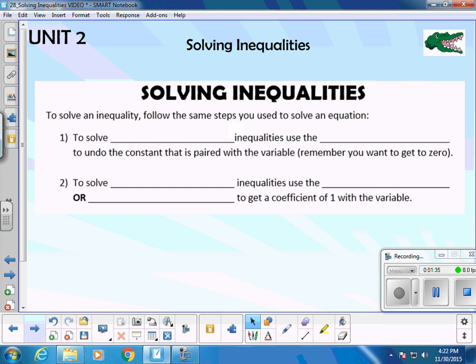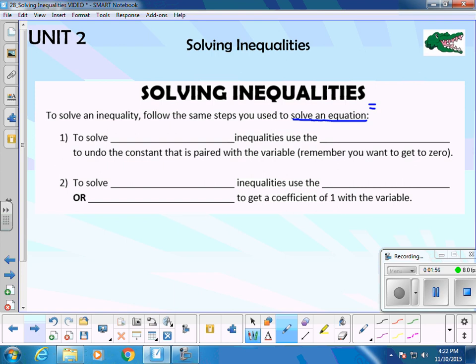All right, if you look at your notes, page 17 is where we're going to be working. So go to the top of your notes and it says solving inequalities. To solve an inequality, follow the same steps that you use to solve an equation. Remember, an equation is the one with the equal sign.